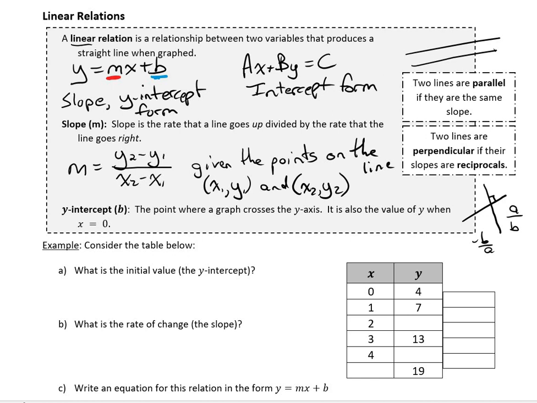And then we have the y-intercept b. This is the point where the graph crosses the y-axis. So thinking about it, if the line is crossing the y-axis, that means it has an x value of 0. All right.